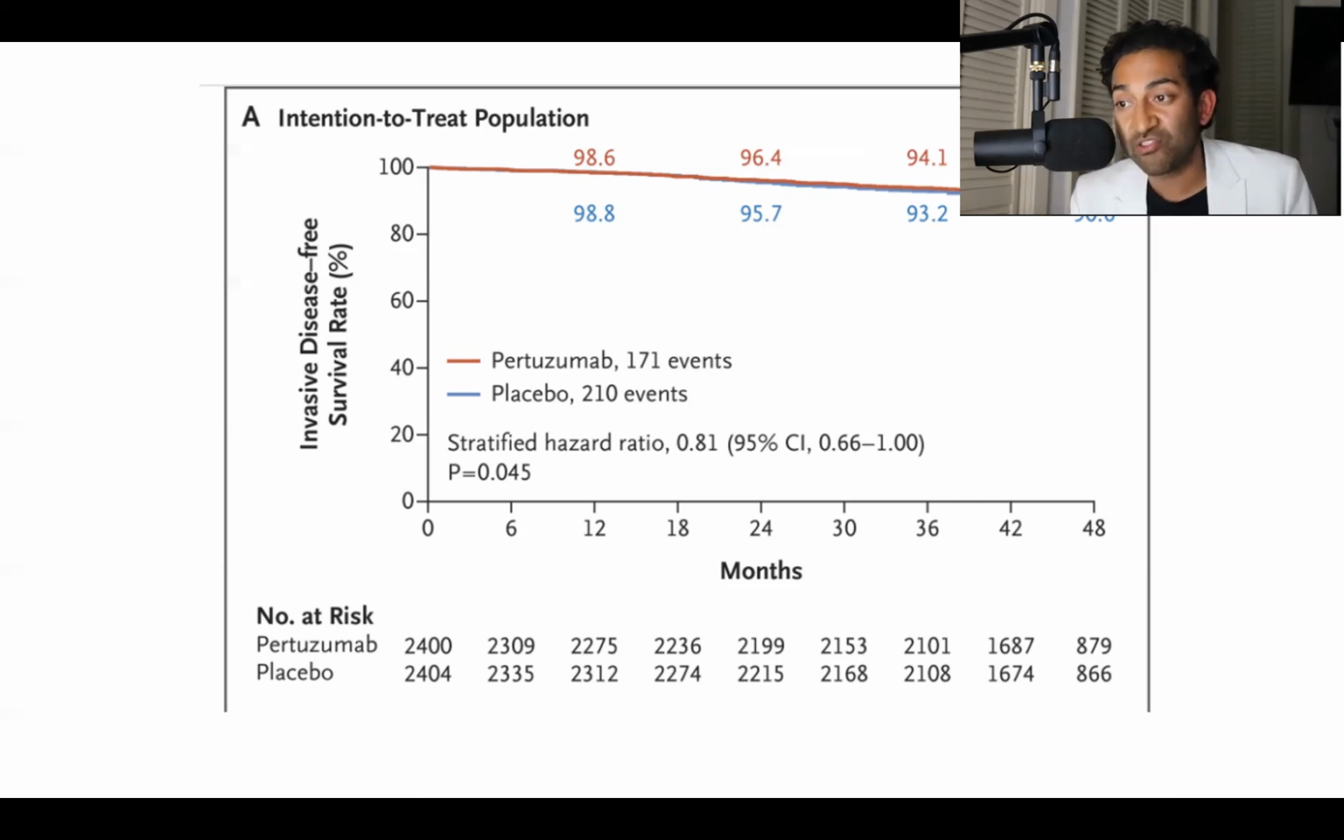Because pertuzumab plus trastuzumab cranked up that PathCR. And pertuzumab, when given in combination with trastuzumab, barely did anything to DFS. And we don't know anything about OS, but I'm not holding my breath. So it is not a good surrogate.